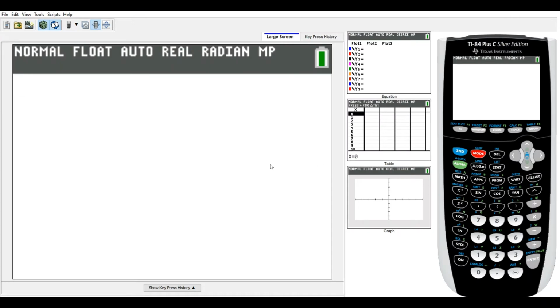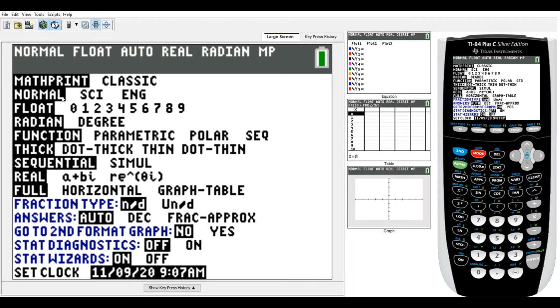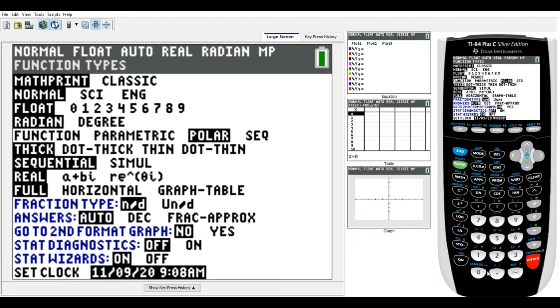Now that we have our calculator in front of us, let's hit the mode button and make sure you're in radians. The only other thing I want you to change is, you can see right now I have it blinking over function. Your calculator up to this point has probably always been in function mode, but you have a few other modes here, one of which is parametric, which we'll talk about later in the quarter. The one we're about to talk about now is polar. So let's hit enter here.